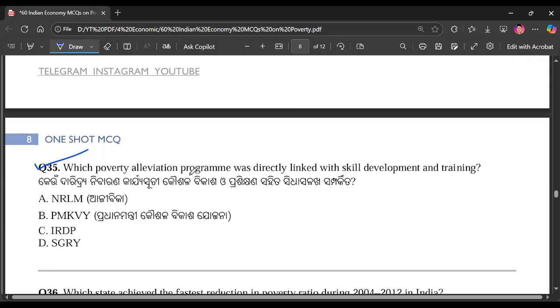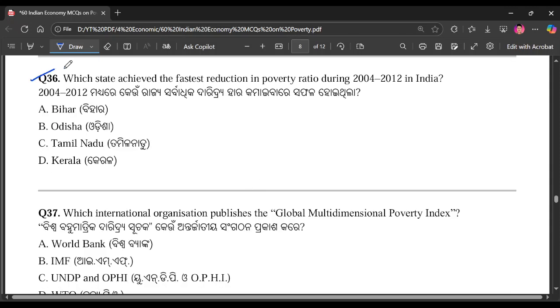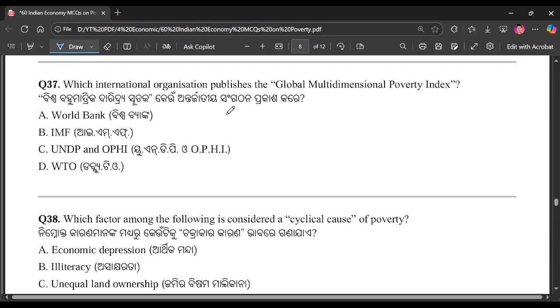Question number 35. Which poverty alleviation program was directly linked with skill development and training? Right answer is option number B. Question number 36. Which state achieved the fastest reduction in poverty ratio during 2004-2012 in India? Right answer is option number B. Question number 37. Which international organization published the Global Multidimensional Poverty Index? Right answer is option number C.